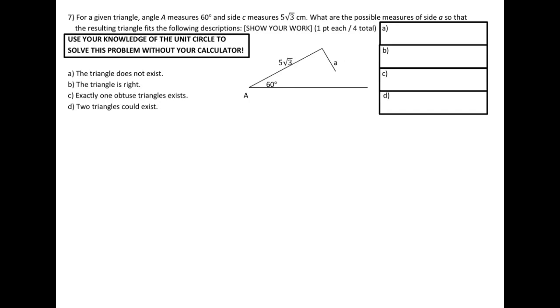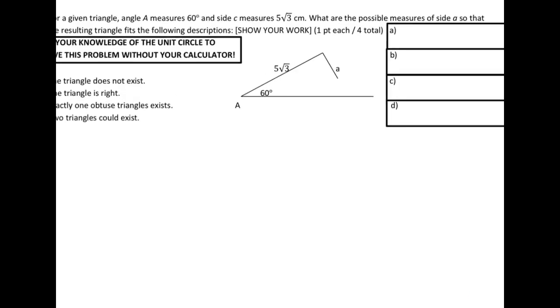Alright, last problem. Going to be very, very quick. For a given triangle, angle A measures 60 degrees, side C measures 5 root 3 centimeters. What a weird number. What are the possible measures of side A so that the resulting triangle fits the following descriptions? And let's totally show our work here.